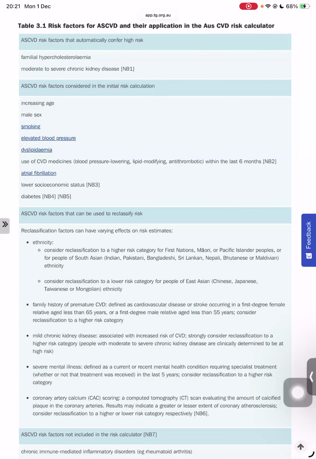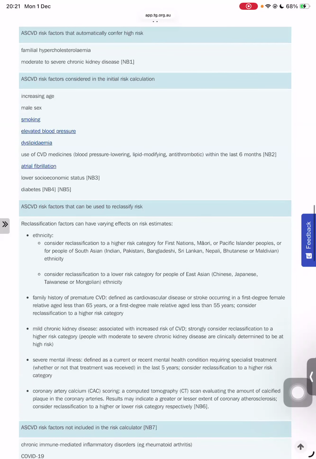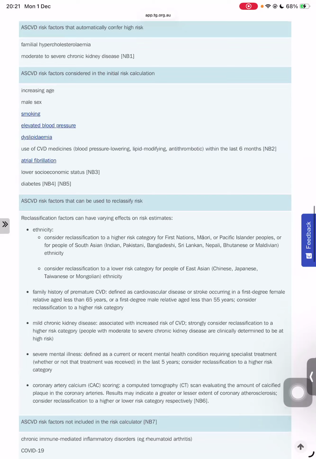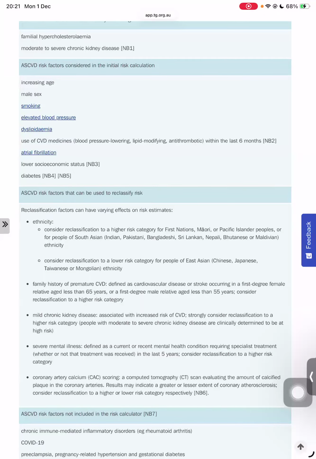Then, the risk factors considered in the initial risk calculator, as we previously discussed: age, male sex, smoking, elevated blood pressure, dyslipidemia, use of cardiovascular medicines like blood pressure lowering or lipid modifying within the last 6 months, atrial fibrillation, low socioeconomic status, diabetes, like that.